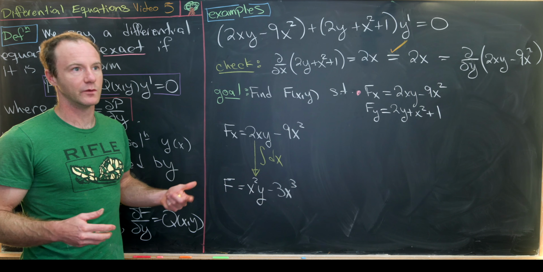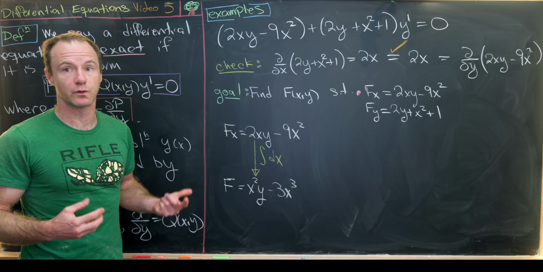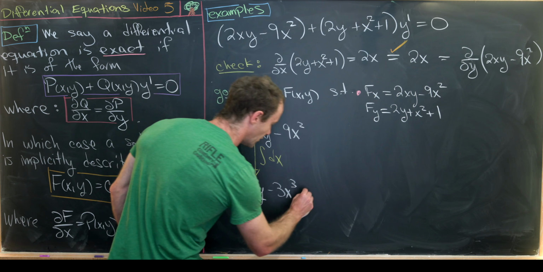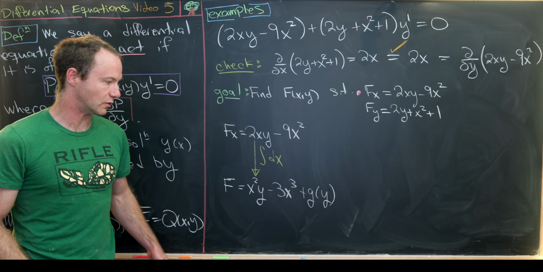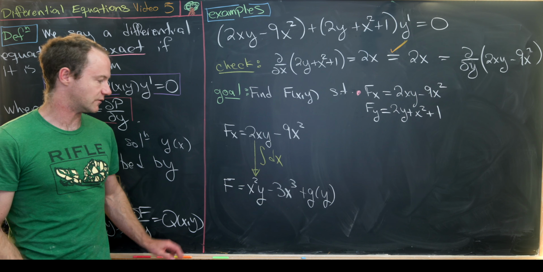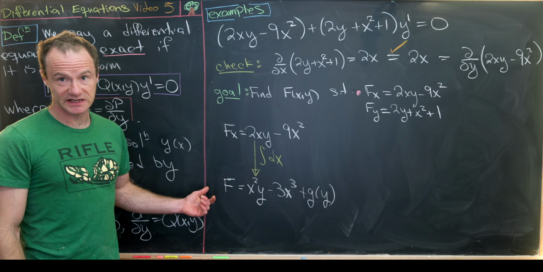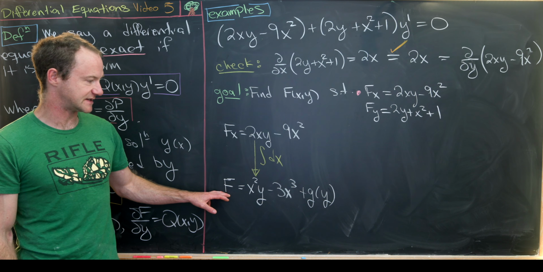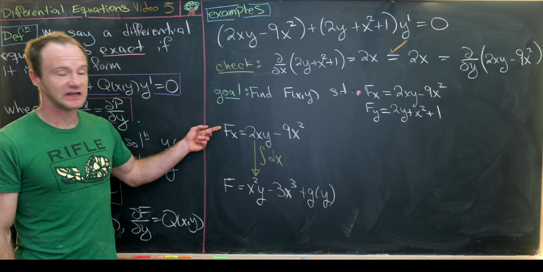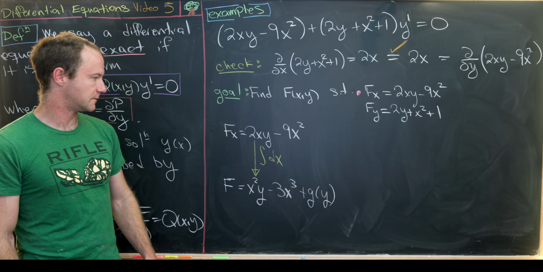But what do we know? We know that everything having to do with y is a constant. So what we really get is an entire function of just one variable y. So I'll call that g of y. Now let's just check to make sure this works. If we take the partial derivative of this whole thing with respect to x, we re-achieve this over here. So we're good to go.